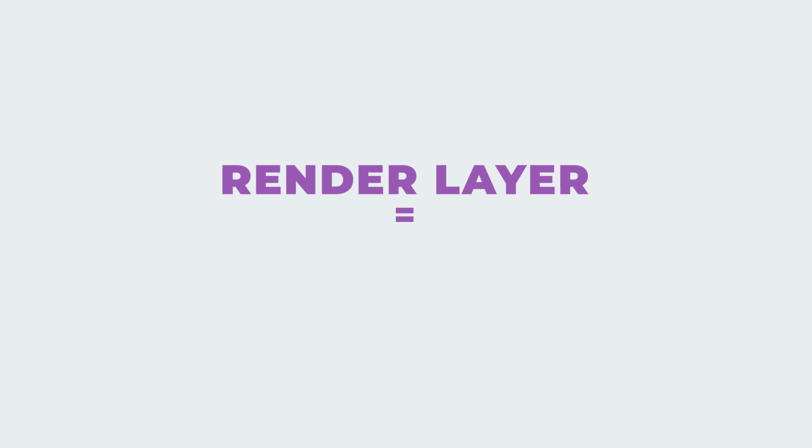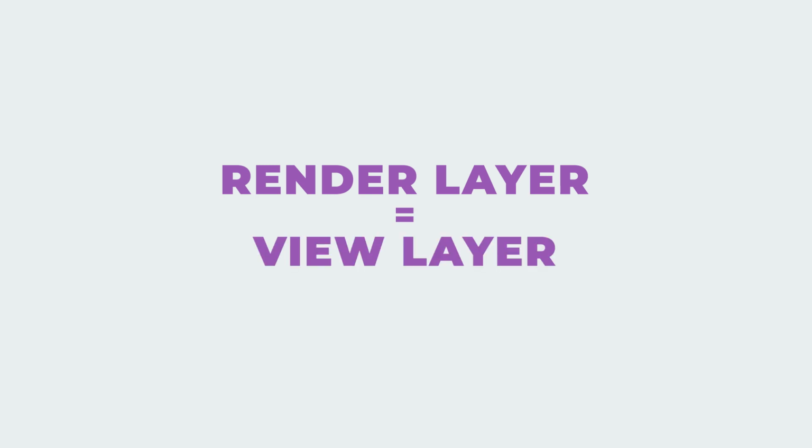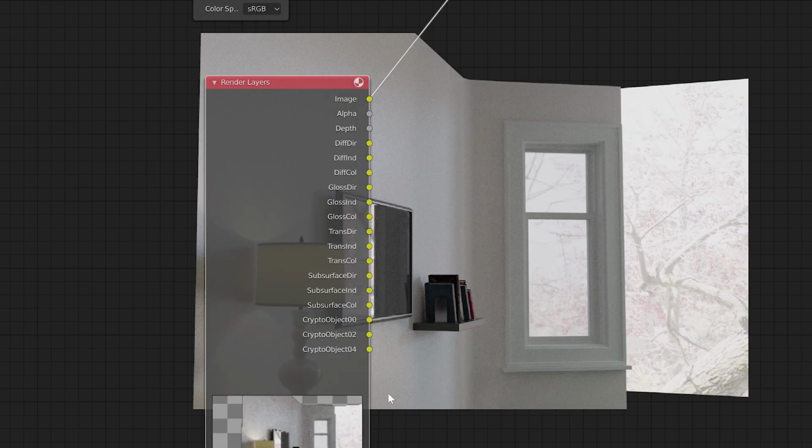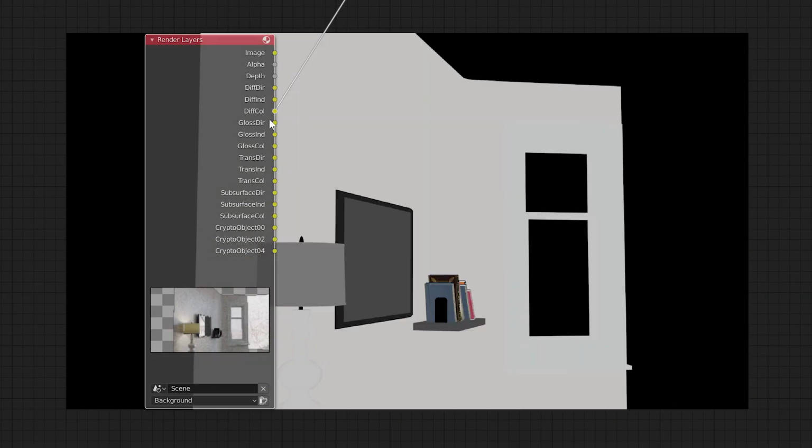Again, render layers and view layers mean the same thing. We'll see in this node we can select either view layer, and we can view all the different render passes that were enabled.